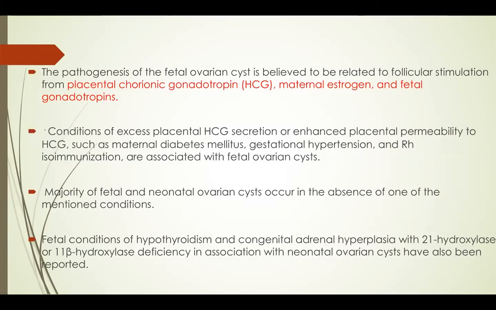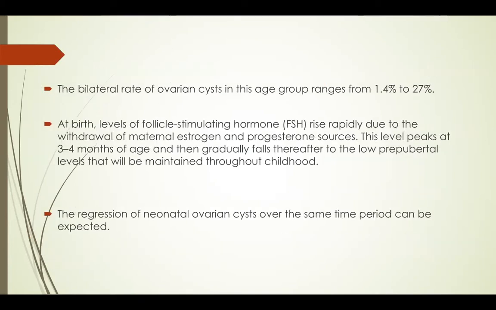If there is a neonate, or even a fetus, when we scan the mother and the fetus has ovarian cysts, we don't think about any associated fetal abnormalities. Rarely, fetal conditions like hypothyroidism and congenital adrenal hyperplasia are associated with neonatal ovarian cysts, and they have been reported, but they are not that common. It can occur as bilateral. The range is very wide, only reported cases, ranging from 1.4 to 27. Any range that you see is very high, which means it is not that common.